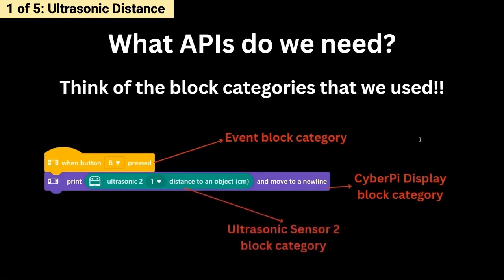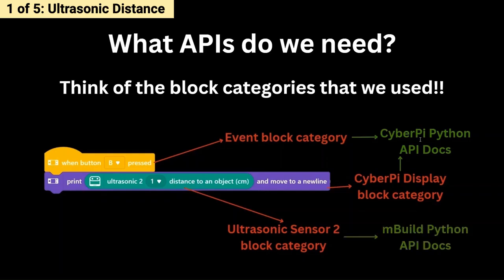As you would expect, the button B and print blocks relate to elements on the CyberPi. So we should look into the CyberPi Python API docs to find the APIs for these. For the ultrasonic sensor 2 API, since most sensor APIs outside of the CyberPi are in the mBuild Python API docs, we should look there to find the API for the ultrasonic distance measurements. Now let's head over to the documentation pages and find the APIs that we need.